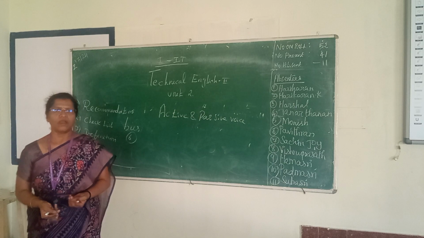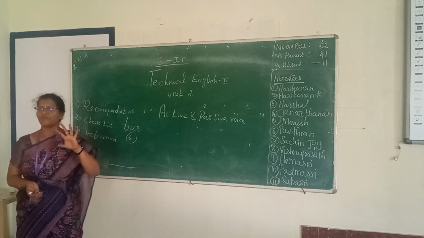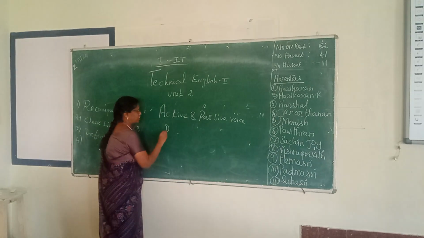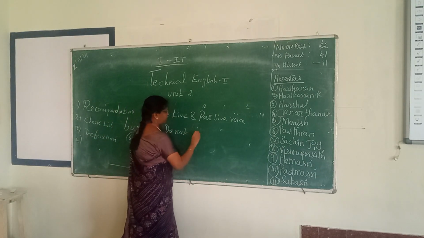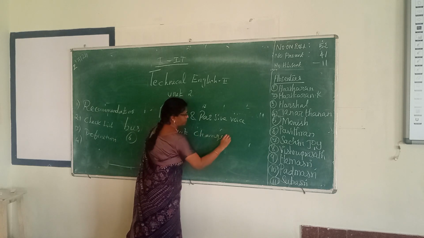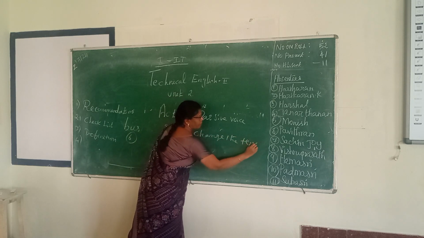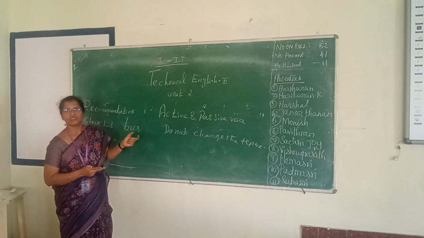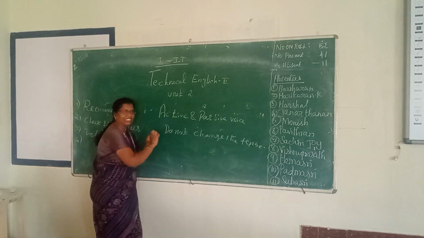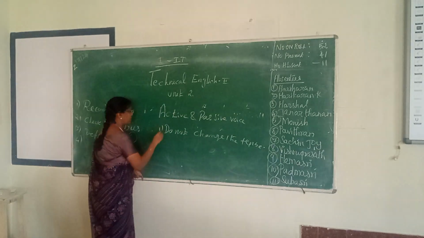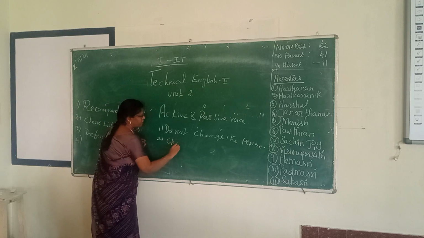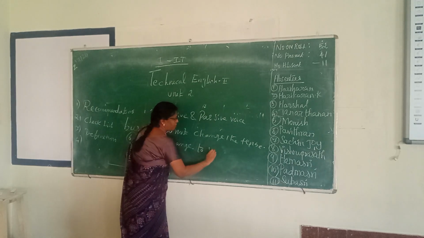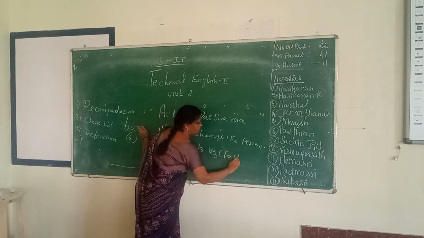Active voice. How to change active into passive? Four or five things you have to keep in mind. We are not supposed to change the tense. Okay? Do not change the tense in the sentence. Two marks done. Don't have that attitude. These 2 marks matter a lot to add to your total. Okay? Don't change the tense of the given sentence. Then change the verb into the past participle.